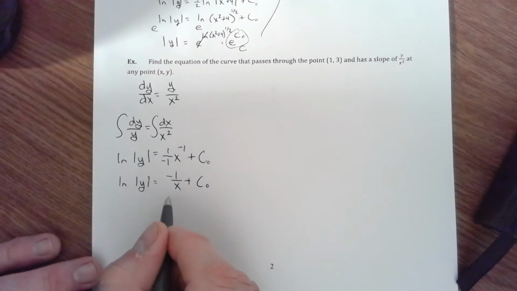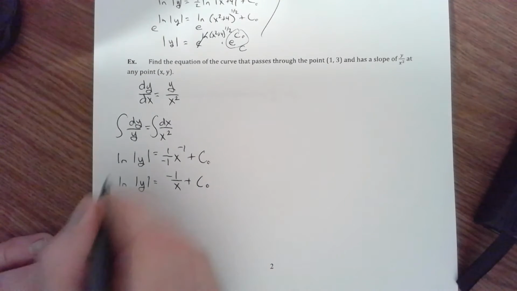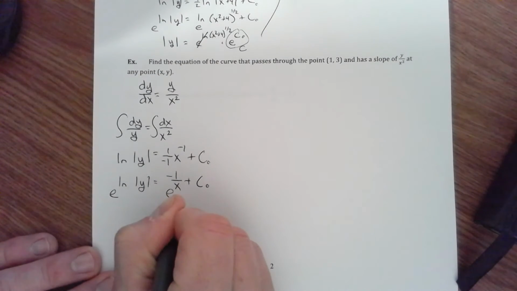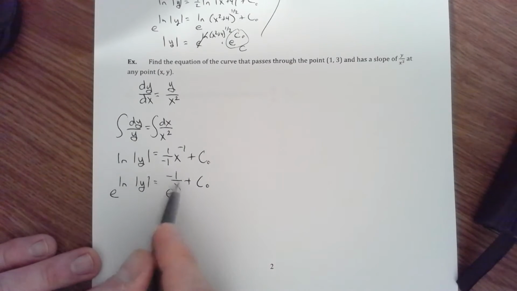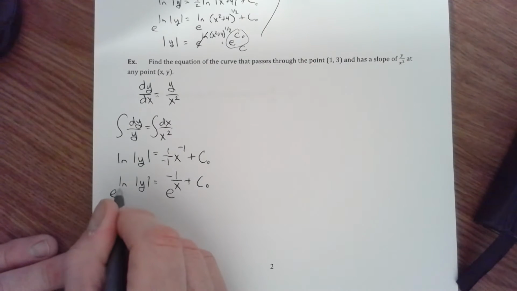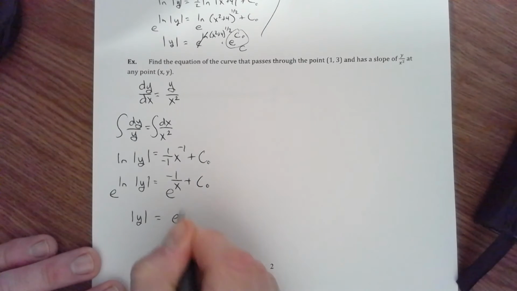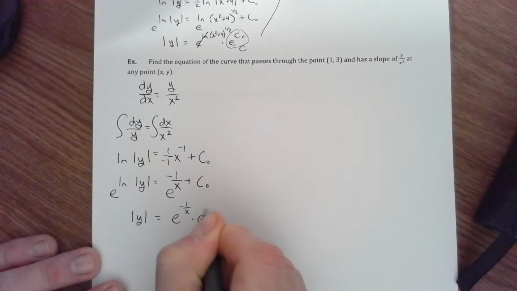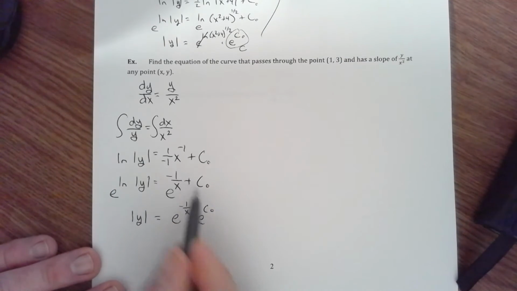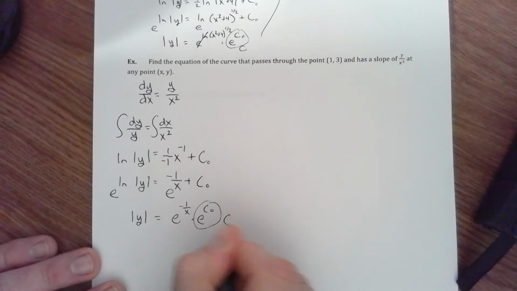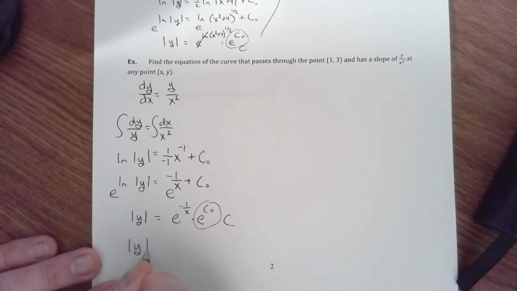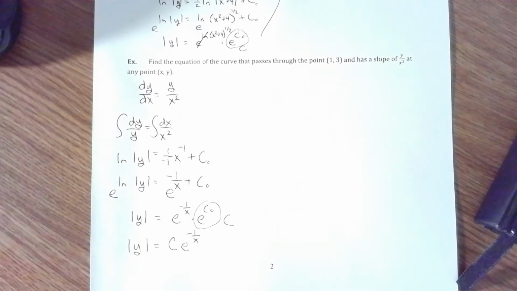So now we can exponentiate both sides of this equation, or we can rewrite it using the definition of a log. Either way, try to just mix it up going back and forth. So on this side, the e and the ln are inverse, so they undo each other, so absolute value of y. And then on this side, we have e to the negative 1 over x times e to the c sub 0, if we break these apart. e to the c sub 0 is going to be our new constant c, so absolute value of y is equal to c e to the negative 1 over x, just like this.